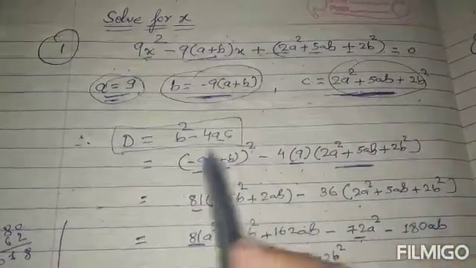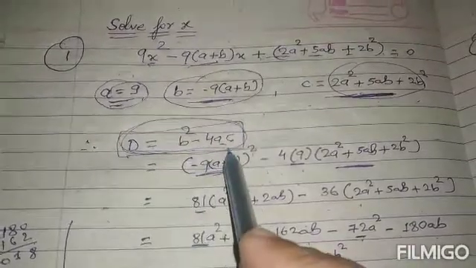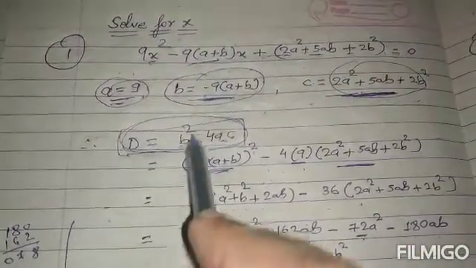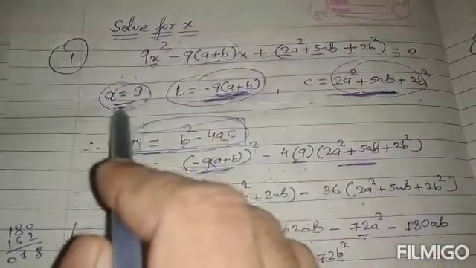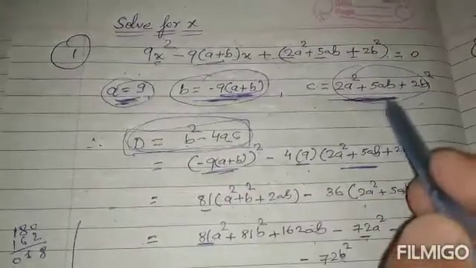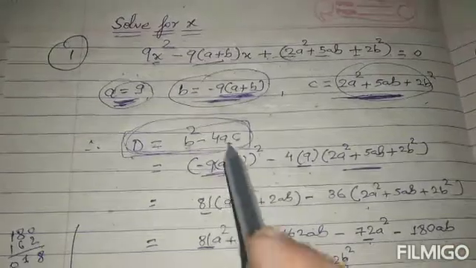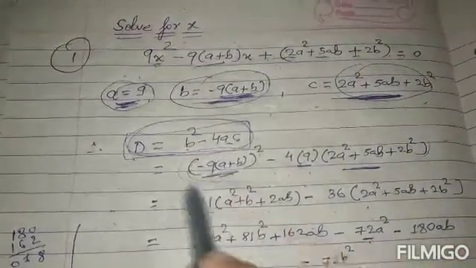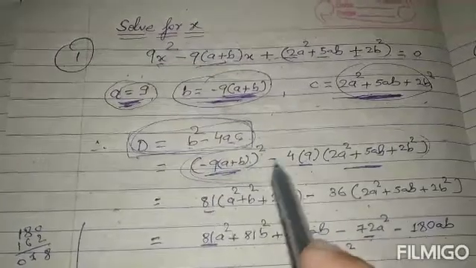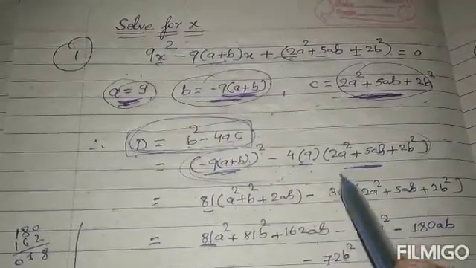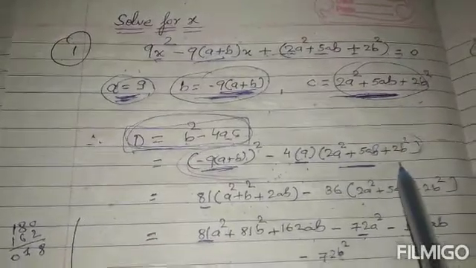For that we have to find the value of d first. As we know, the value of d is given by b square minus 4ac. Here the value of b is minus 9(a + b), the value of a is 9 and the value of c is 2a square plus 5ab plus 2b square. After substituting all the values, we can write d as minus 9(a + b) whole square minus 4 into 9 into 2a square plus 5ab plus 2b square.